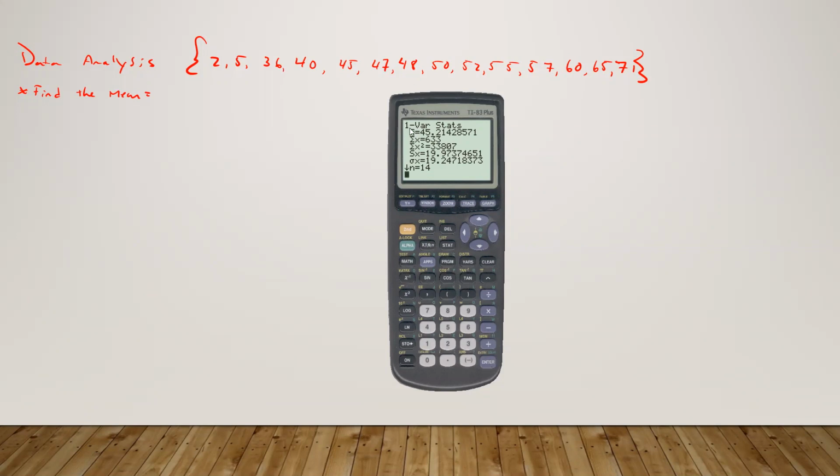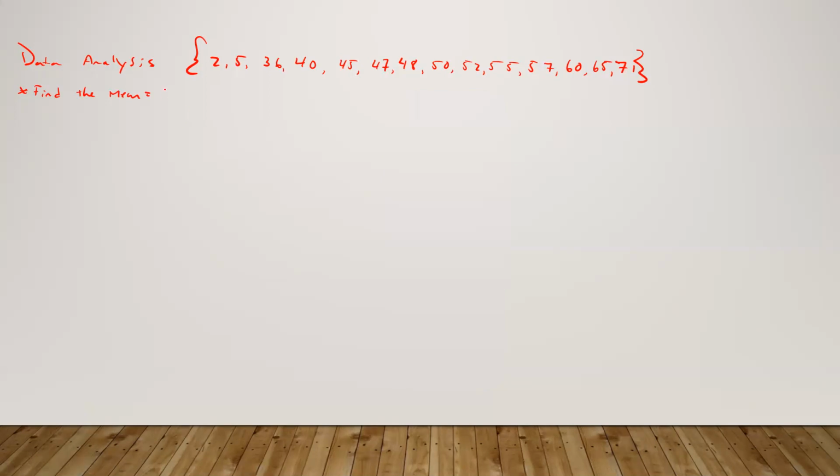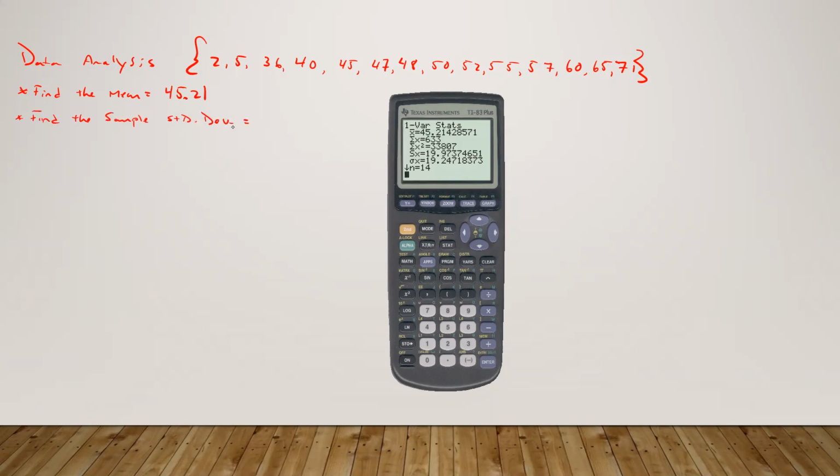So look, right at the top, it says x-bar. That's your mean. Okay. So it's going to be 45.21. We'll take everything to two decimal places here. 45.21. The next question might be something like this. Find the sample standard deviation. So if you look back on your calculator, do you notice where it says Sx and σx there? Okay. Sx is the sample standard deviation and σx is the population standard deviation. All right, so this one here, it's gonna be 19.97. 19.97, that's my sample standard deviation.